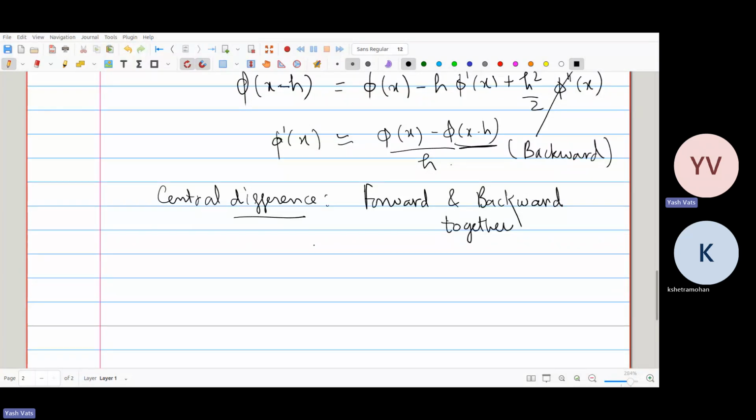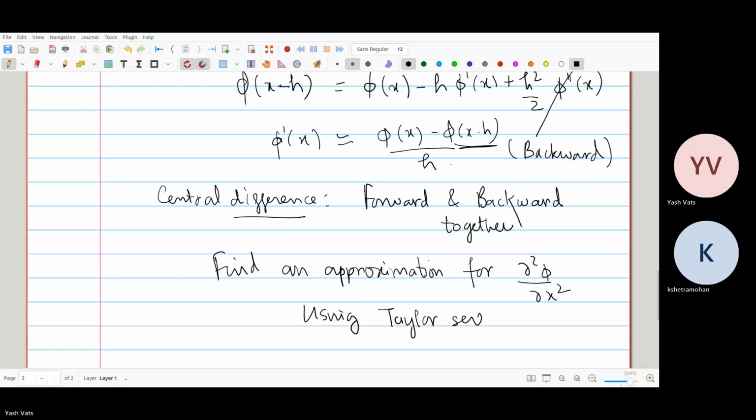So I would suggest you find an approximation of del 2 phi over del x square using Taylor series. Can you do that? Just try for 5 minutes. I think it's easy.